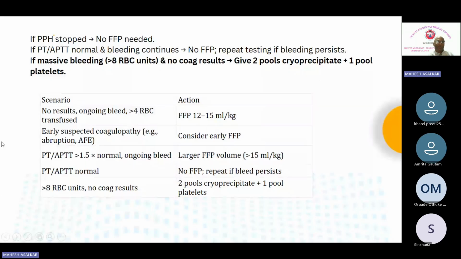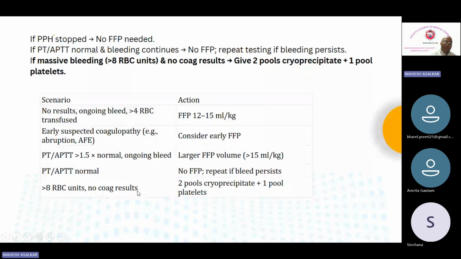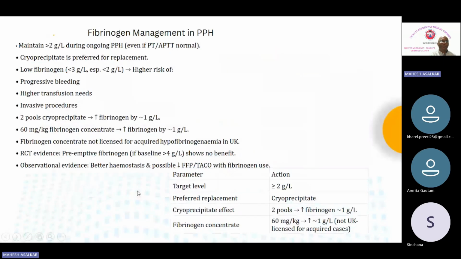Okay, so this also we have seen, 12 to 15 ml. When will you give? Then more than 15 ml, when will you give? When your PT, APTT are more than 1.5. If your PT, APTTs are normal, no FFPs are required. If you have given more than 8 RBCs and no coagulation studies are available, then you will give 2 pools of cryoprecipitate plus 1 pool of platelet. Okay, so these are the things which you will remember.